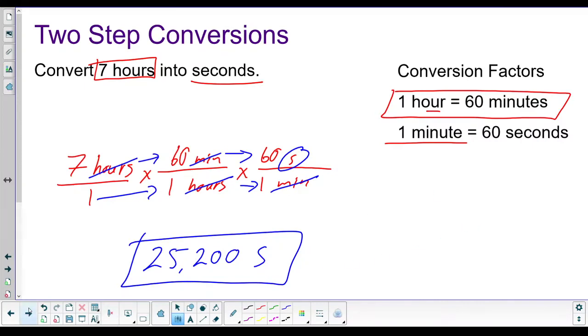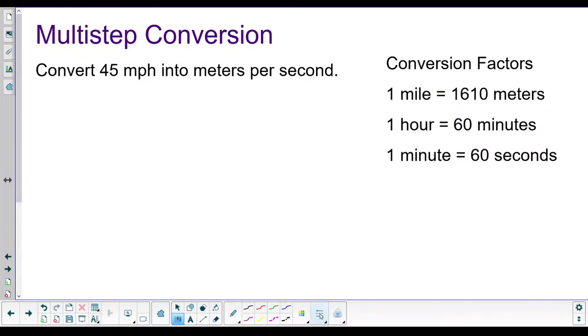All right. Now we're going to do a multi-step conversion just to really drive home the point and look at something that's not quite as intuitive. And then we will talk about metric conversions. So we want to convert 45 miles per hour into meters per second.